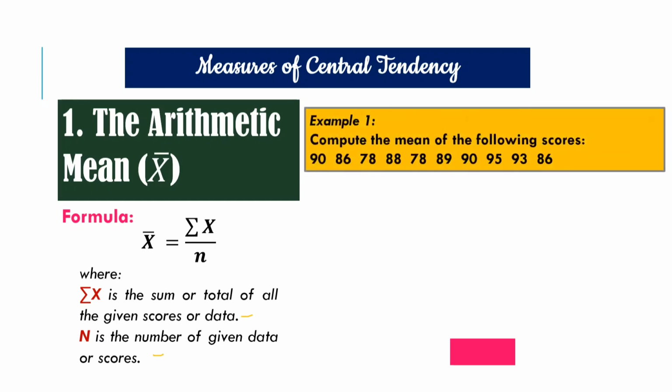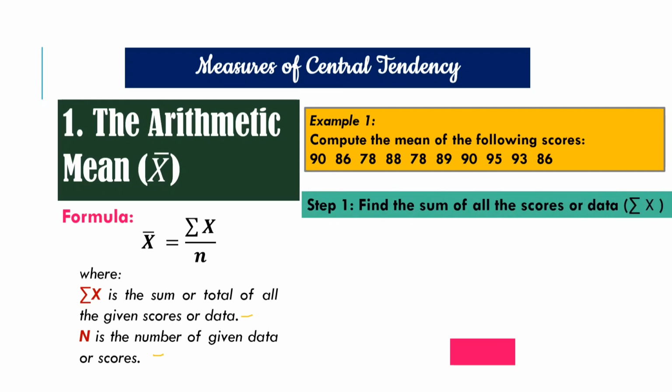Let us have example number 1. It says there, compute the mean of the following scores. The scores are as follows: 90, 86, 78, 88, 78, 89, 90, 95, 93, and 86. There are steps that we can follow to solve for arithmetic mean.